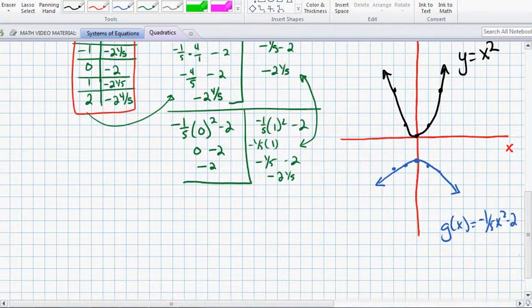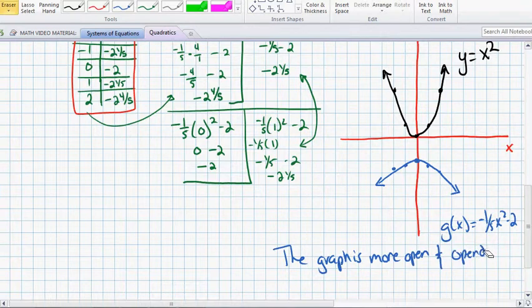Two things are different. First of all, the graph is opening a little bit wider, so the graph is more open, but also it's flipped upside down, and it opens down. So that's my comparison of the two graphs.